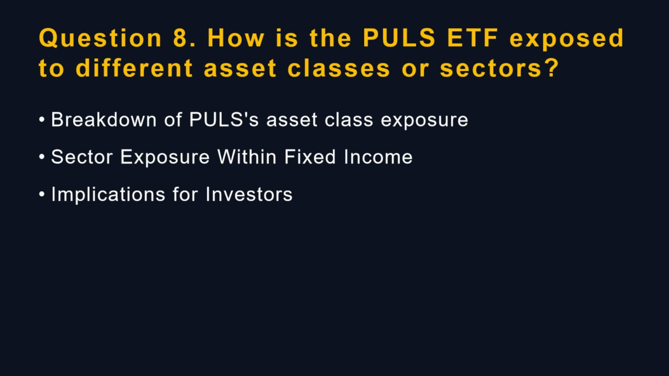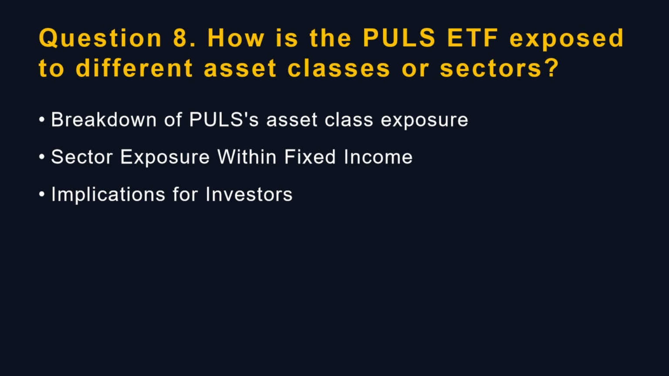Potential sector diversification. However, there might be some level of underlying sector diversification within PULS. The portfolio managers could choose ultra-short-term bonds issued by companies or government entities across various sectors. This diversification helps spread out credit risk and potentially reduces the impact of a single sector experiencing financial difficulties.